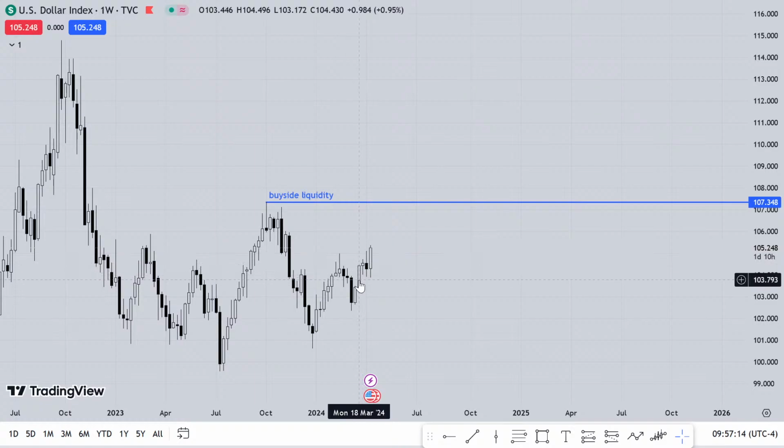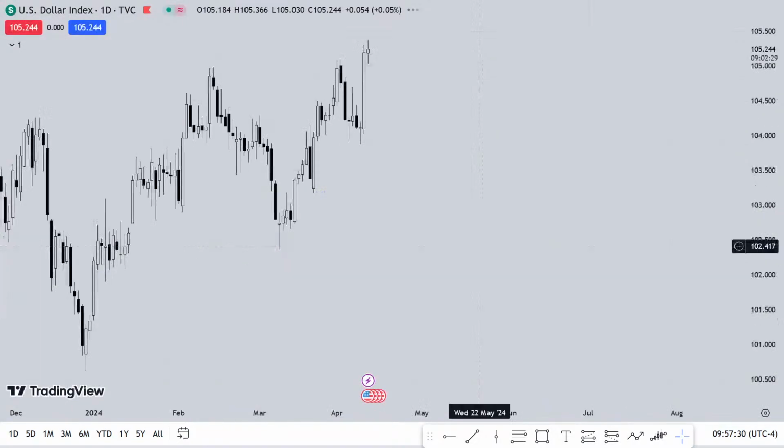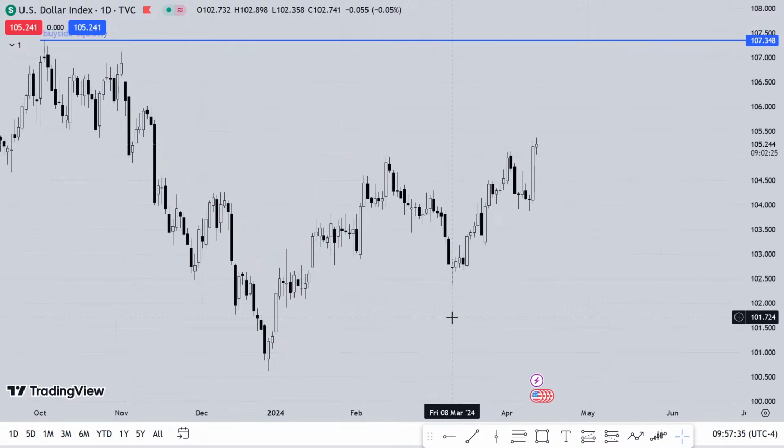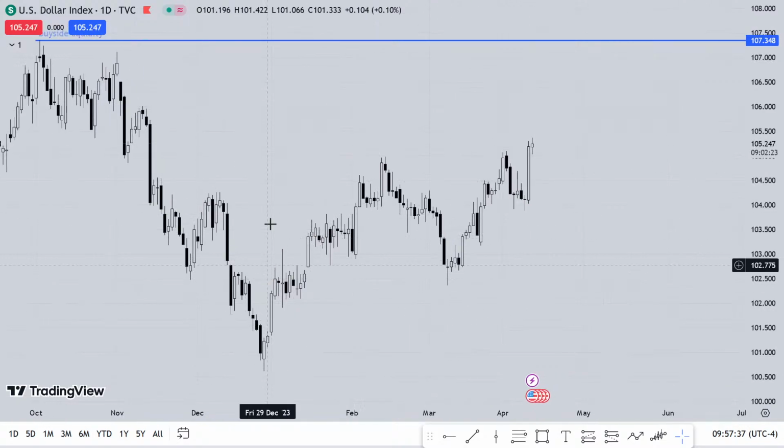So we traded back down into this fair value gap created on the week of March 18th. So we traded back into the fair value gap and rallied higher yesterday. So this is what we have here. Sell side pushed, rallied higher, traded back into the fair value gap.